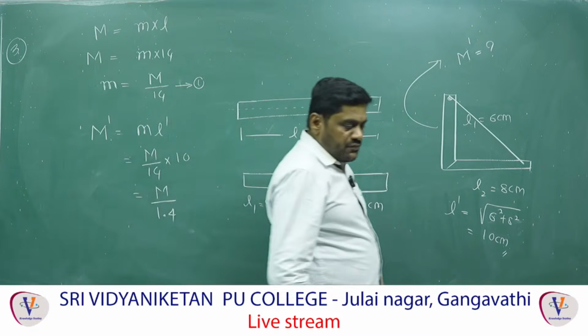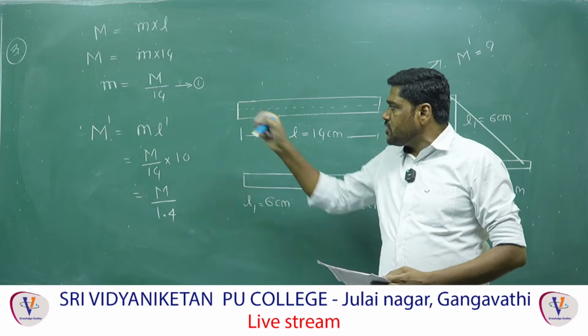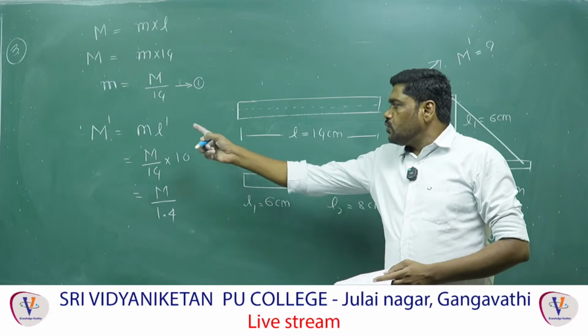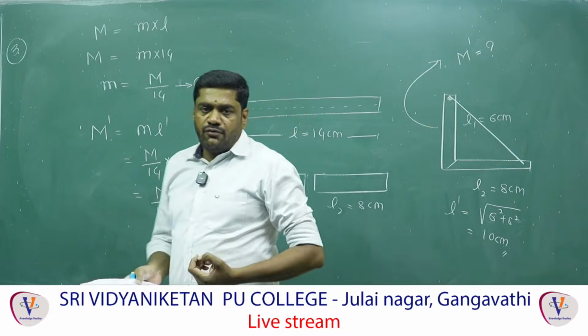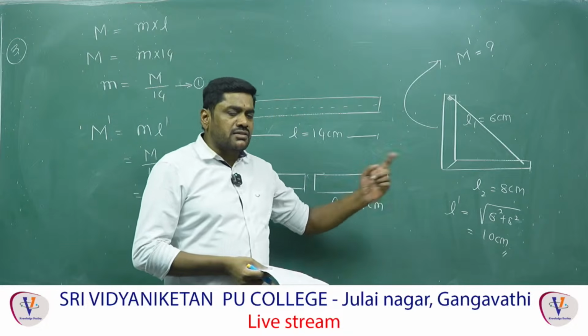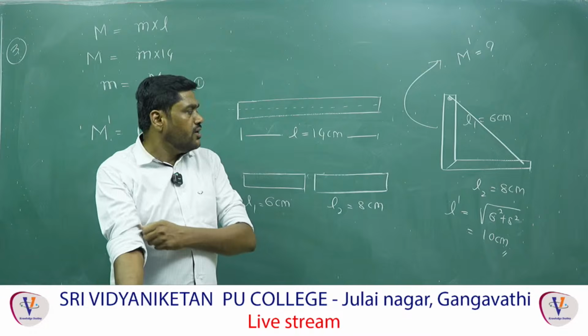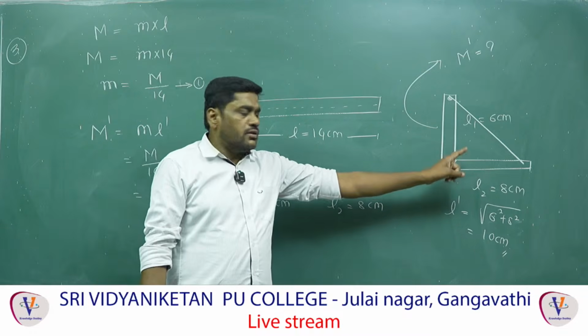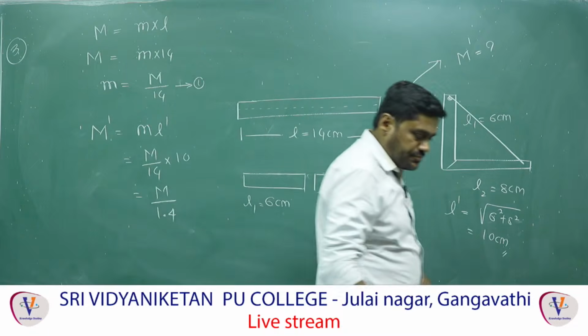Okay, first of all we have to find out the initial magnetic pole strength, how much, M by 14. Then after folding into right angle form, the effective length becomes what? Because the length of the magnet is not a scalar, it is the shortest distance between the north and south pole. Therefore now you can find out 10 centimeter like that. Next.